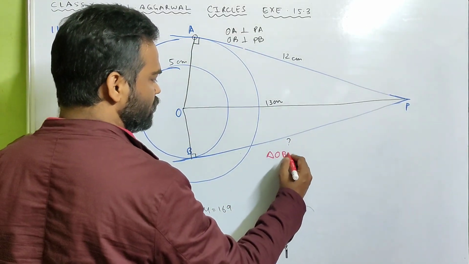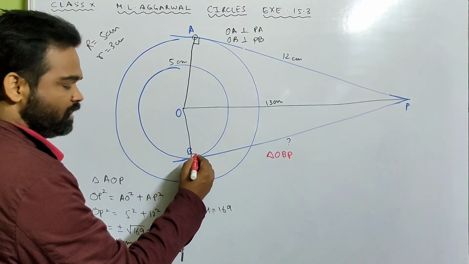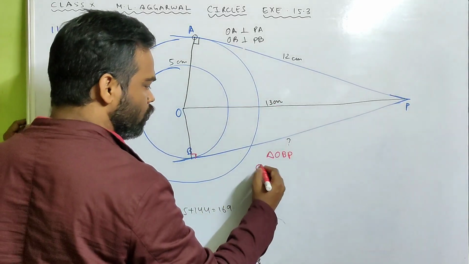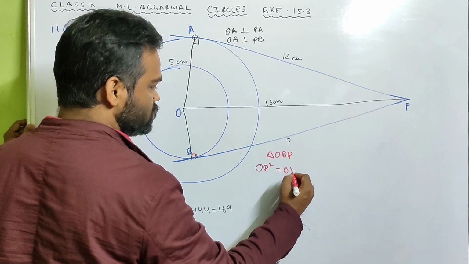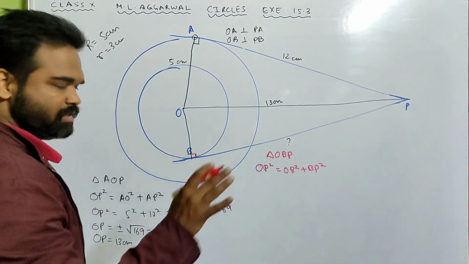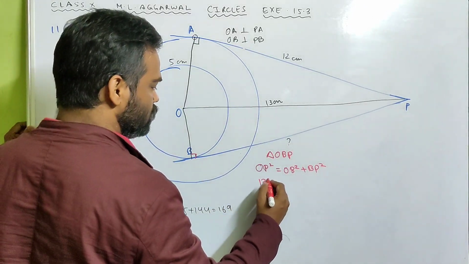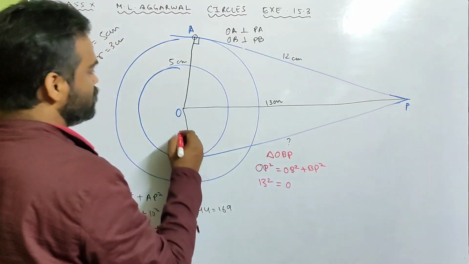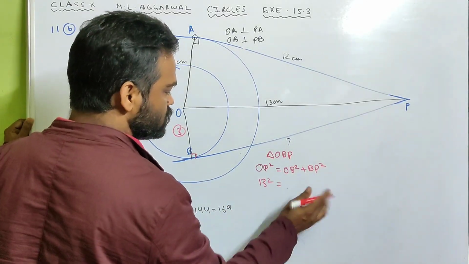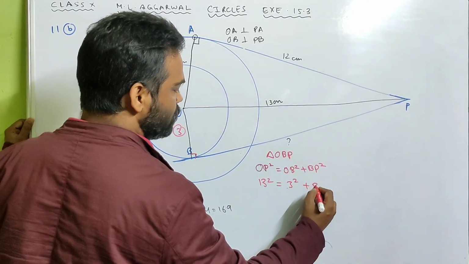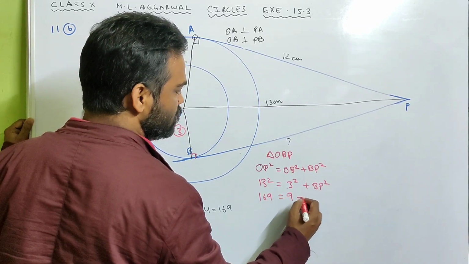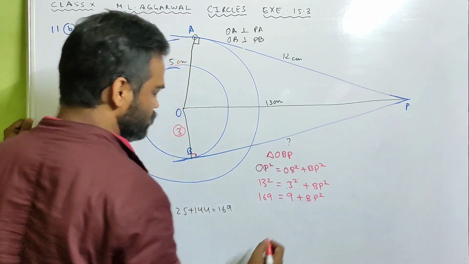Now look at triangle OBP. Again, that's a right angle triangle because this is 90 degrees. So OP is my hypotenuse. So OP square, Pythagoras theorem, is OB square plus BP square. Can I write? Yes. Put the value. 13 square is OB. OB is the smaller radius, which is 3. So instead of OB, I can put 3 square plus BP square. That's 169 equals 9 plus BP square.